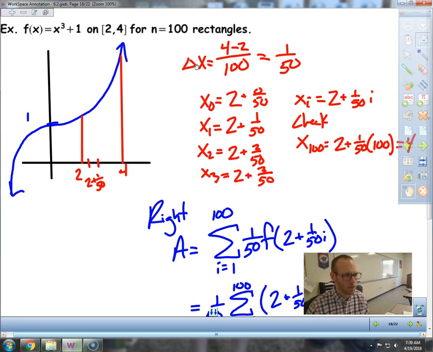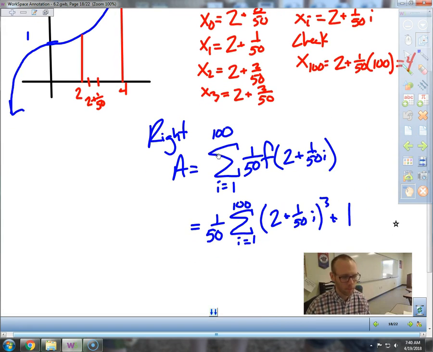So just some quick reminders. We found the width of the rectangles by taking the length of the interval dividing by how many rectangles there are. We had to find x sub i to plug in, so we could find f of x sub i, which is the height of the rectangles. We noticed that it had to be 2 plus the width of the rectangle, so 2 plus 1 over 50 times i. And we plug that in. The sum from i equals 1 to 100 would be the right side. 1/50th times f of 2 plus 1/50th i. I took the 1/50th out.